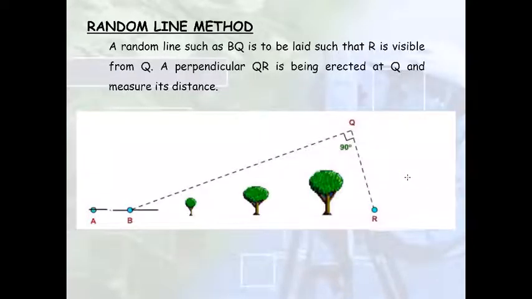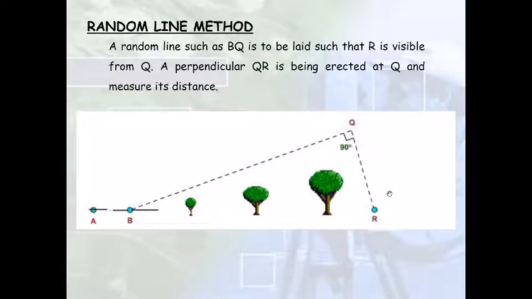Alternatively, we can use another method which is called the random line method. So let's say you want to erect a point between B and R, but there are a number of obstructions between them so that it's difficult for you to do direct ranging. So what we can do is create another point, point Q, from which B is visible and R is visible, and we create it in such a way that we get a right angle triangle where 90 degrees is at the point Q.